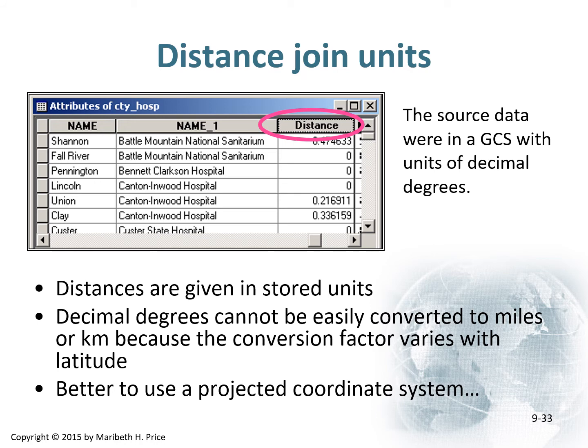Distance join units. If the source data were in a GCS, you get decimal degrees, which are useless for this kind of stuff. Decimal degrees cannot easily be converted to miles or kilometers because the conversion factor changes with latitude. If you think about the way the lines on the globe work, the closer you get to the poles, the closer the up and down lines get to one another. This means that the calculations for angular degrees into actual distances are not the same everywhere on the planet. So, don't do it. Convert everything to projected coordinate systems and then do the analysis.